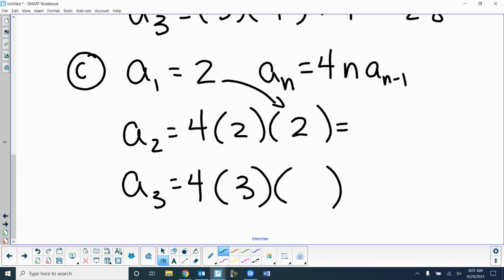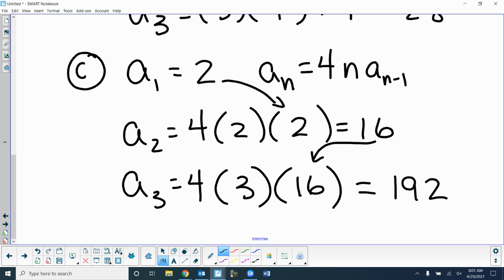4 times 2 is 8 times 2 is 16. And then we put the previous term in to get the third term. 12 times 16 was 192. Is that right? Questions on recursive type sequence?